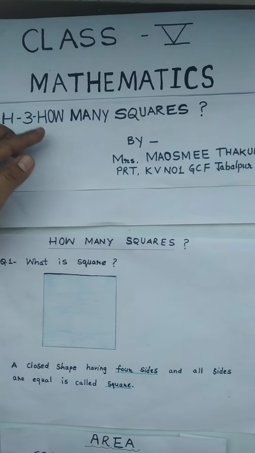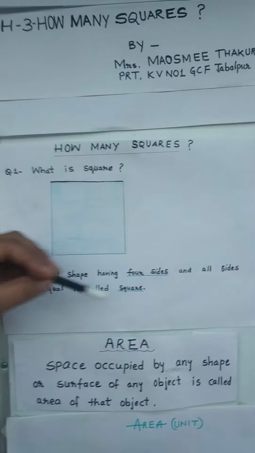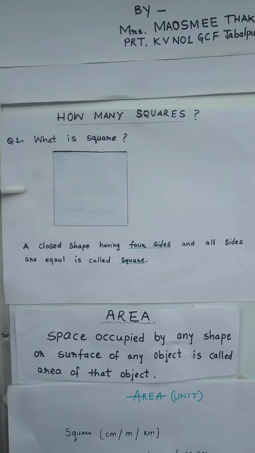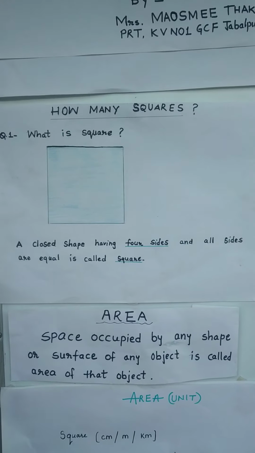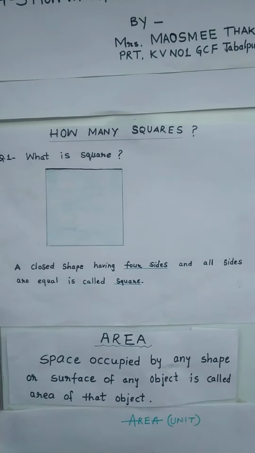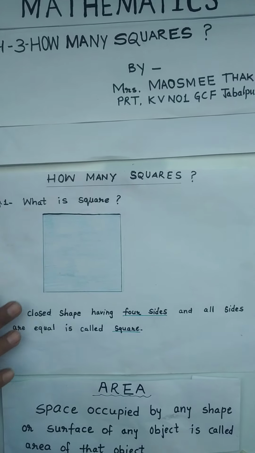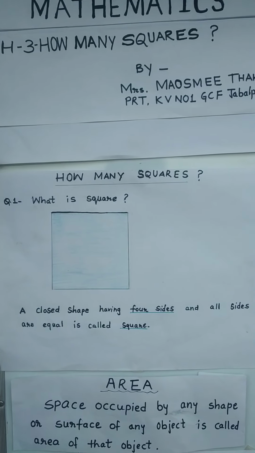I am going to tell you about mathematics class 5th chapter number 3, how many squares. Let's see what is square. We all know square is my name. My four sides are just the same. This square we will use to calculate the area of different closed shapes.